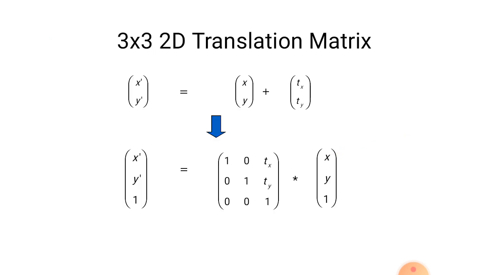Next we are going to discuss the 3x3 matrix for the 2-dimensional translation matrix, where x dash y dash is obtained from x y and tx ty, which represent the translation. The translation matrix can be represented as a 3x3 matrix: x dash y dash 1 equals the matrix 1 0 tx, 0 1 ty, 0 0 1, multiplied by x y 1.